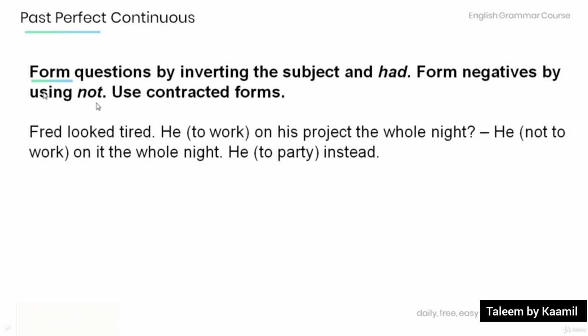Also remember to form questions by inverting the subject and had, and form negatives by using not. Now read the following sentence and provide the past perfect continuous form of the verbs in the bracket. And again, make sure to use contracted forms. Fred looked tired. He to work on his project the whole night. He not to work on it the whole night. He to party instead.